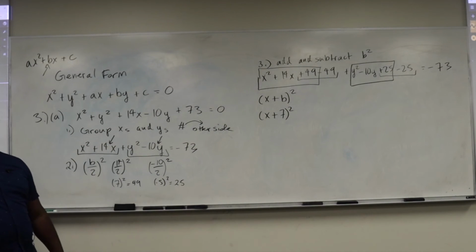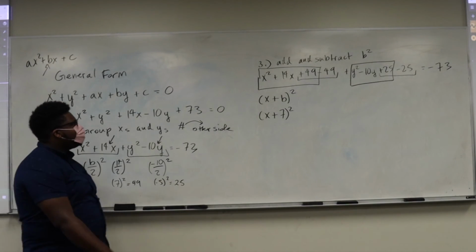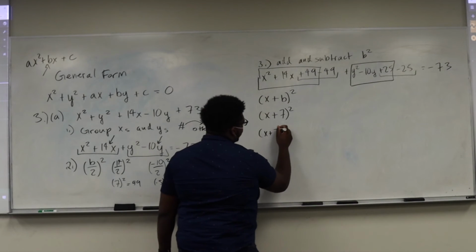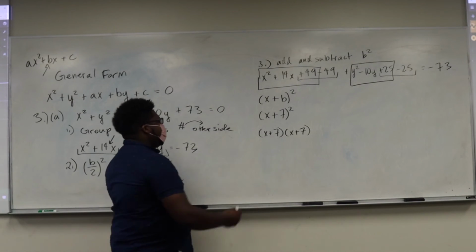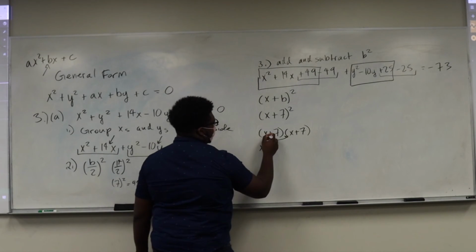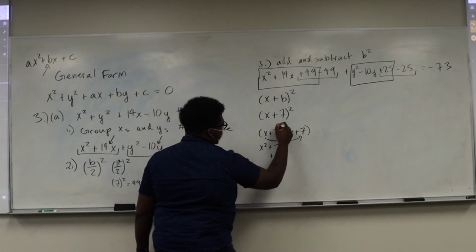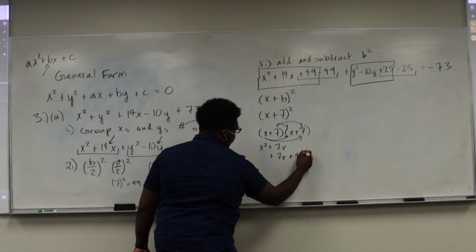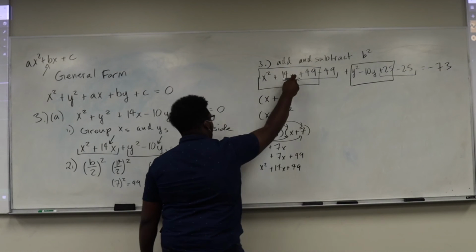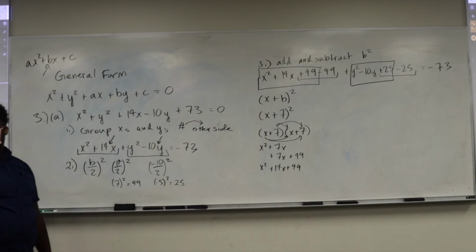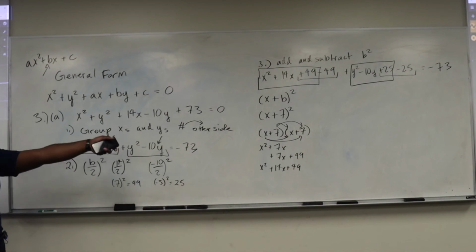Don't believe me? Don't take what I say for granted. I might be wrong. Let's check. This is just x plus 7 times x plus 7, right? That's what x plus 7 squared means. x times x is x squared. x times 7 is 7x. 7 times x is 7x. 7 times 7 is 49. x squared plus 14x plus 49. It's a miracle. Obviously, we did that on purpose, so we could get it down to that.